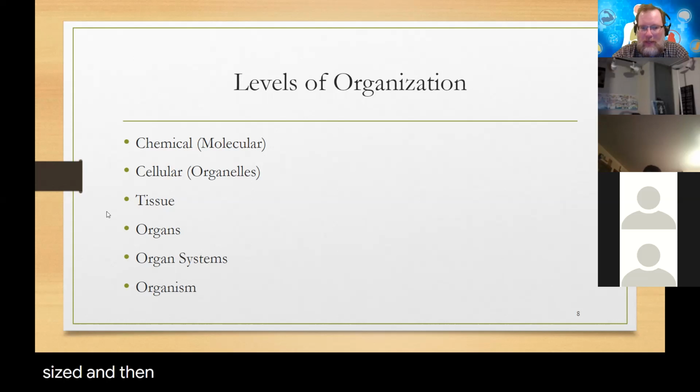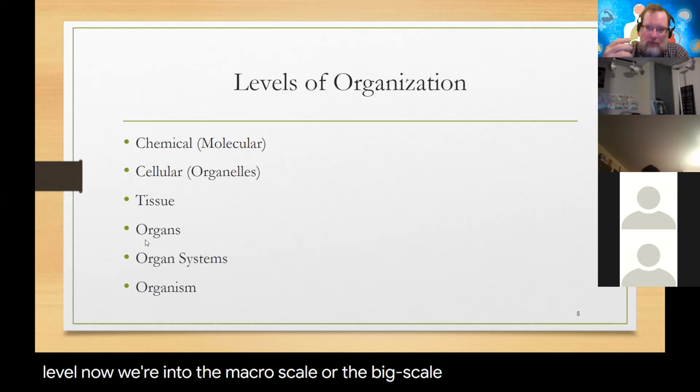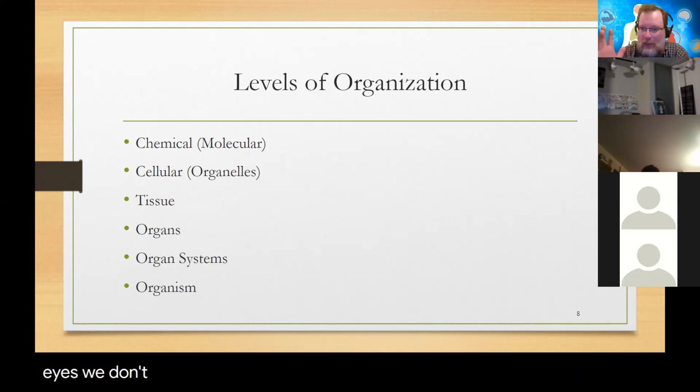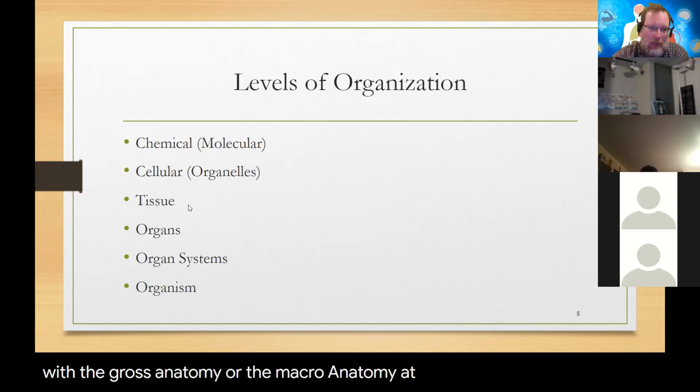And then at that point, when we leave the tissue level, we get to the organ level. Now we're into the macro scale or the big scale. Organs are visible with the eyes. We don't need any special tools to see them. So we're going to be dealing with the gross anatomy or the macro anatomy at that point.